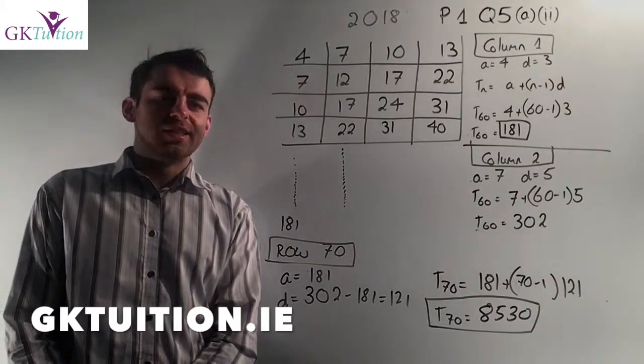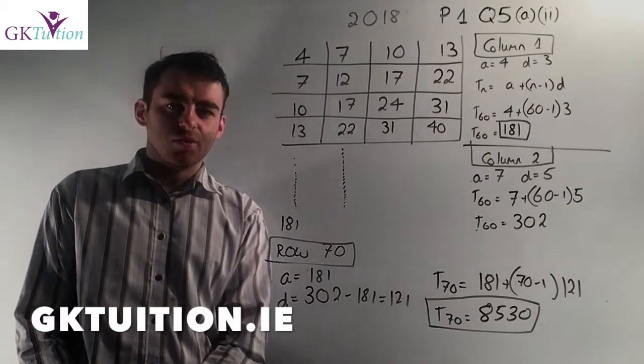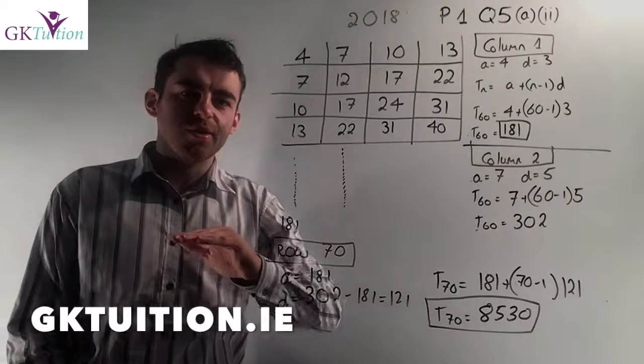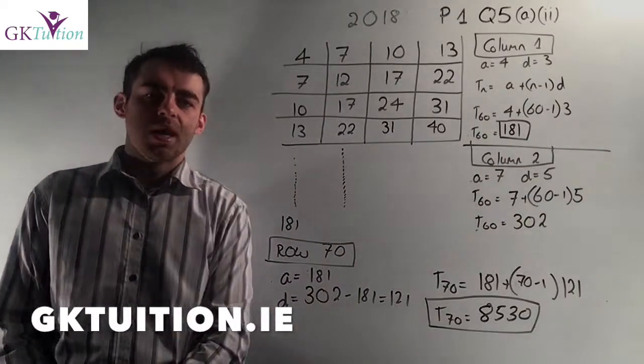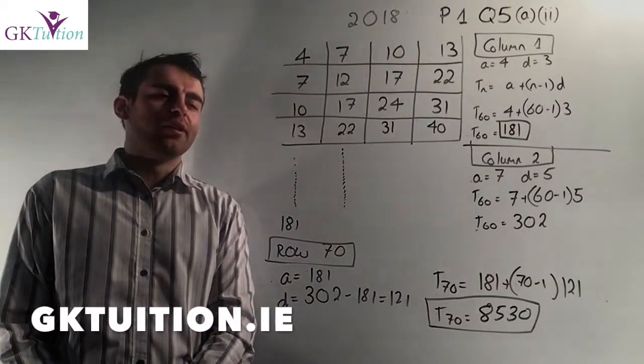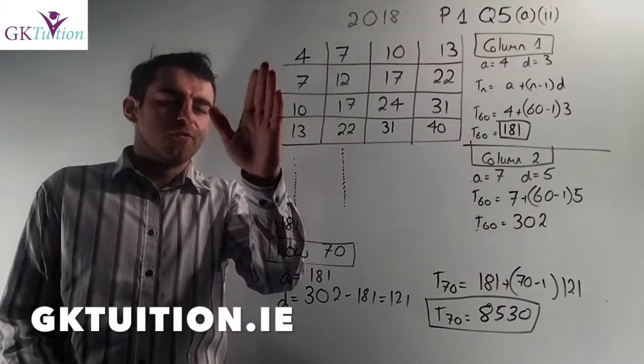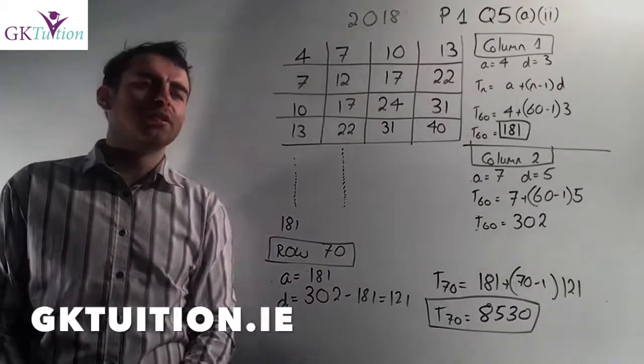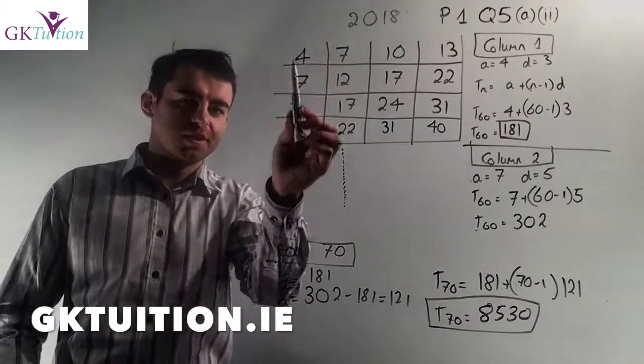The second part of this question is a bit harder to wrap your head around. We're asked to find the number that is in the 60th row and the 70th column. In other words, you want to go down 60 and you want to go across 70 numbers. So the first thing I want to do is find the first term in the 60th row. In order to do that, you need to look at the first column.